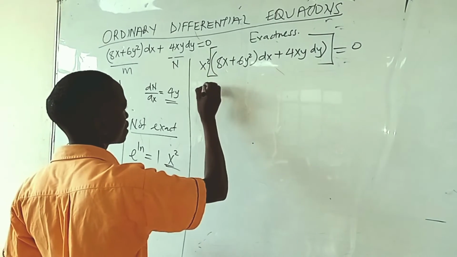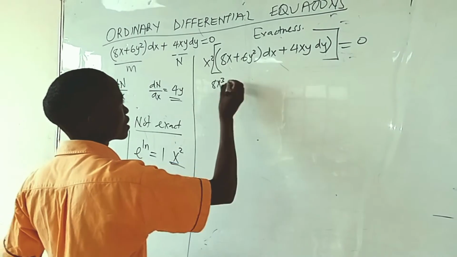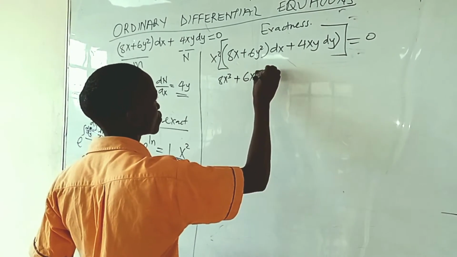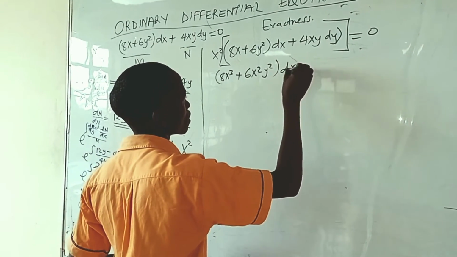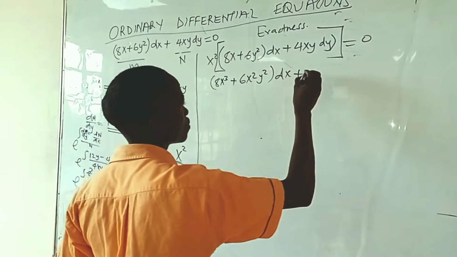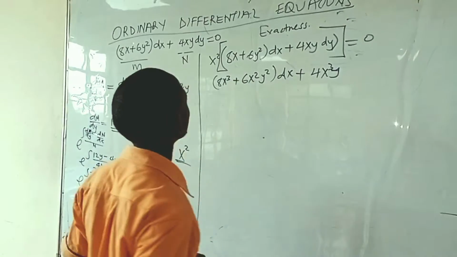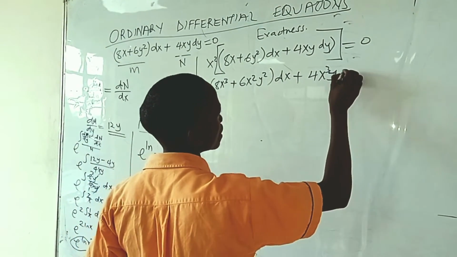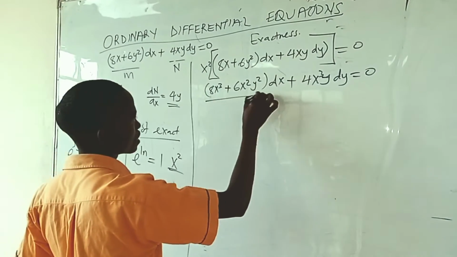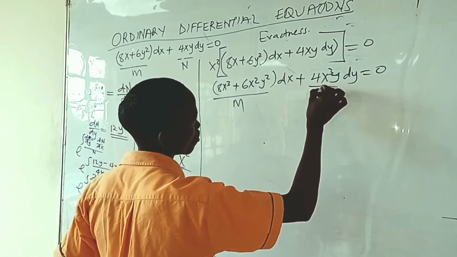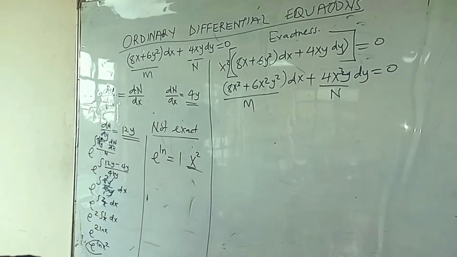So once again, if you multiply this, you are getting 8x cubed plus 6x squared y squared, and all this is our dx, plus if you multiply this with this, you are getting 4x cubed y, then in dy. So once again, check whether you are getting it equal to 0. So this part will be our M, the other part will be our N. So what you normally do, you just come here and confirm whether now it has become exact.